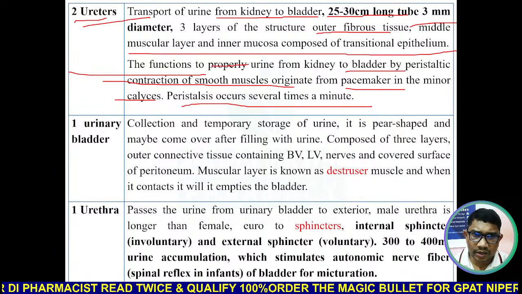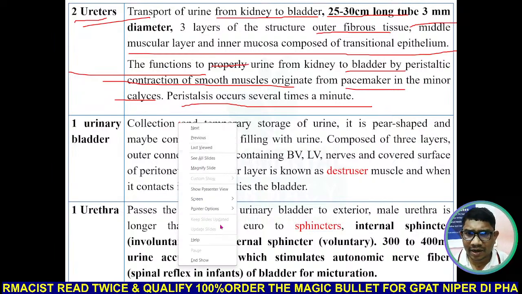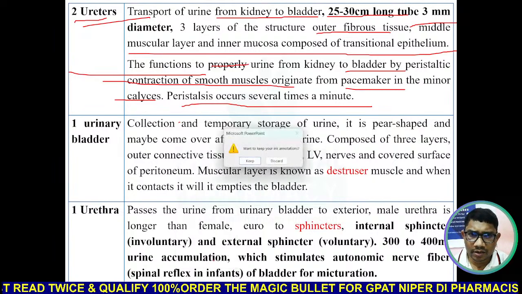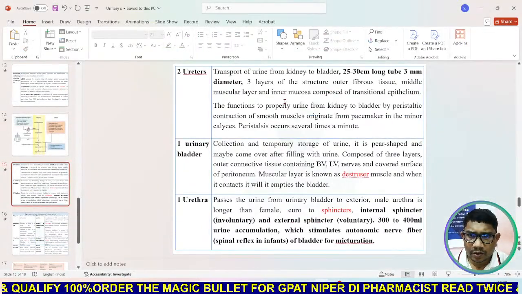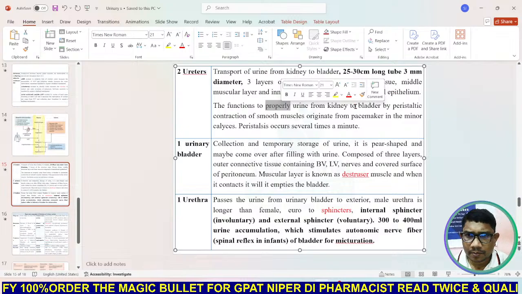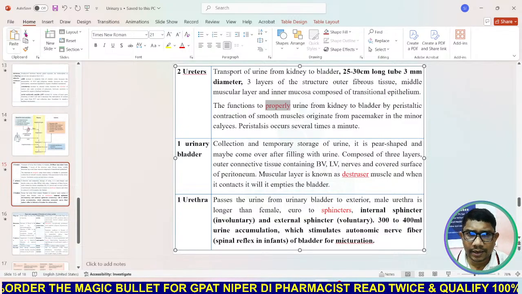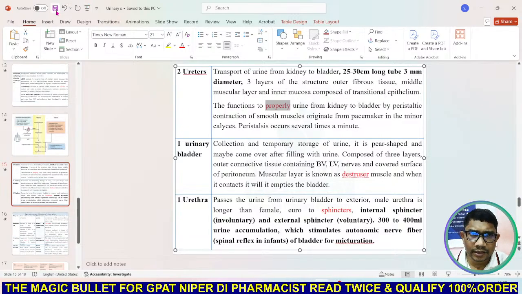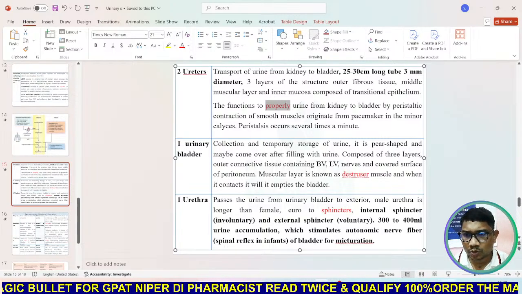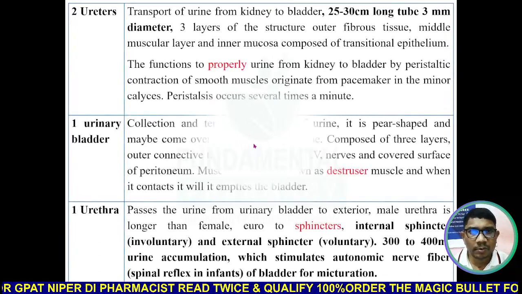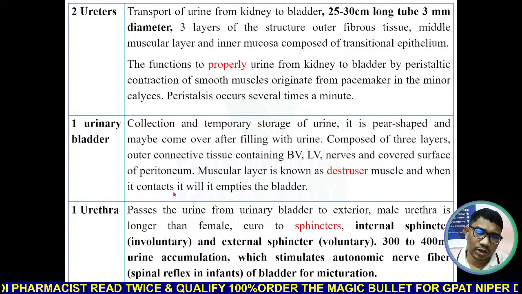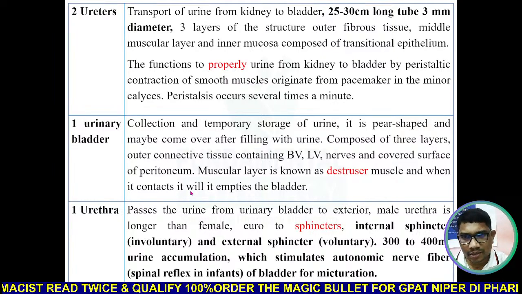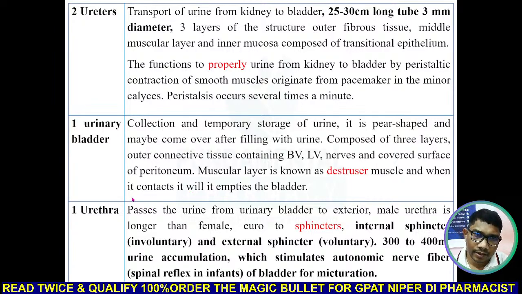Now there is one urinary bladder. What is the function of the ureter? To carry urine from the kidney to the urinary bladder. There are 2 ureters, 25 to 30 centimeters long, 3 mm in diameter. They have 3 layers: an outer fibrous layer, a middle muscular layer, and an inner mucosal layer made of transitional epithelium.